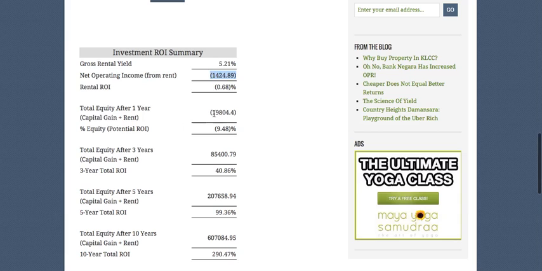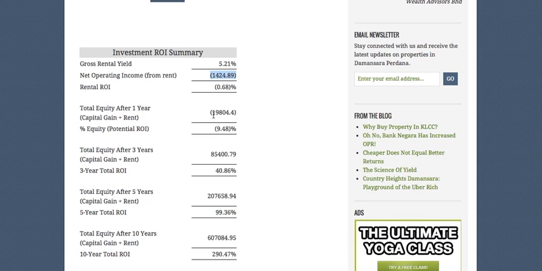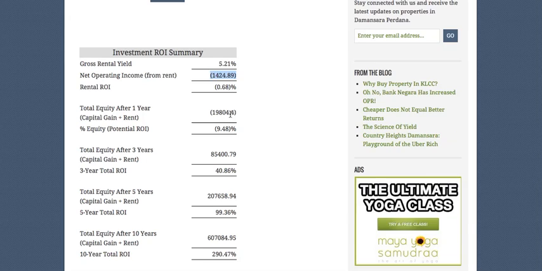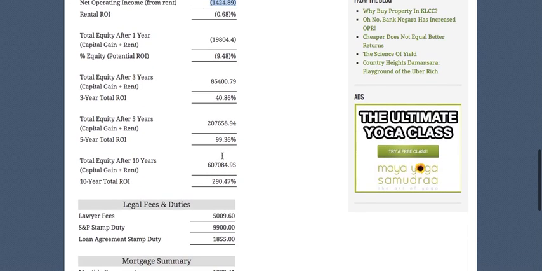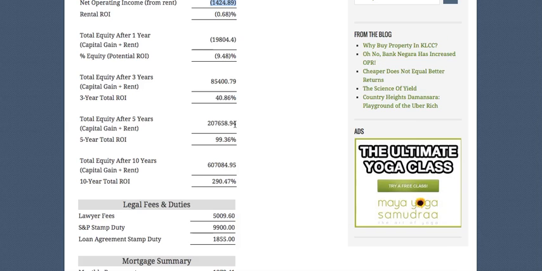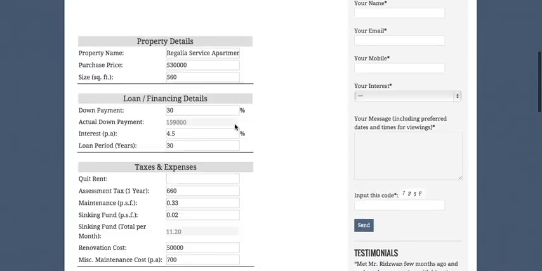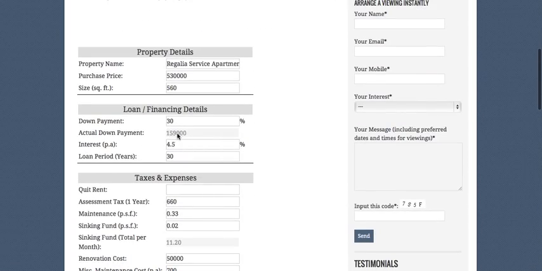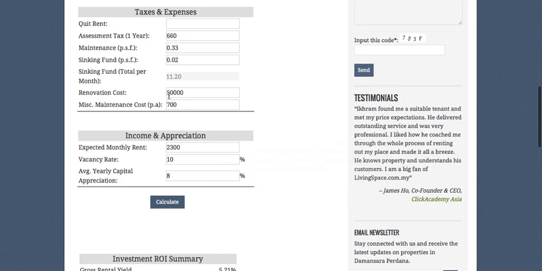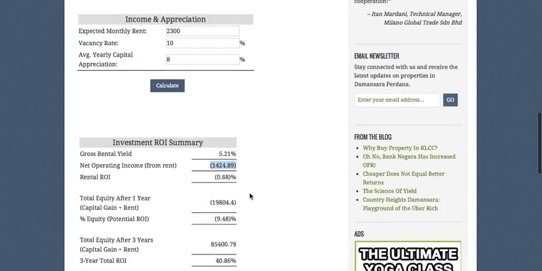Total equity after 1 year, if I were to sell the apartment after 1 year, I would make a loss of 19,804 ringgit. That's about a loss of 9.48%. But if I sold the property after 5 years, I would make a nearly 100% profit. Now this profit is net of my down payment. Notice my down payment that I had put was 159,000 plus I spent 50,000 on renovations. So essentially I've spent 209,000.